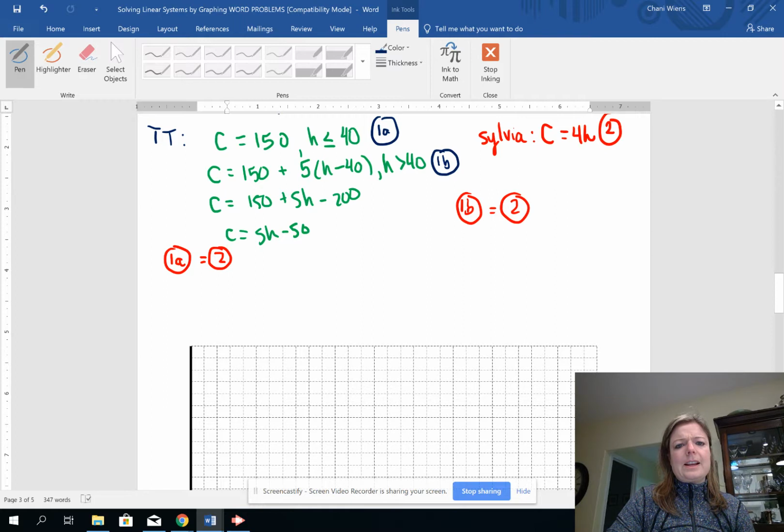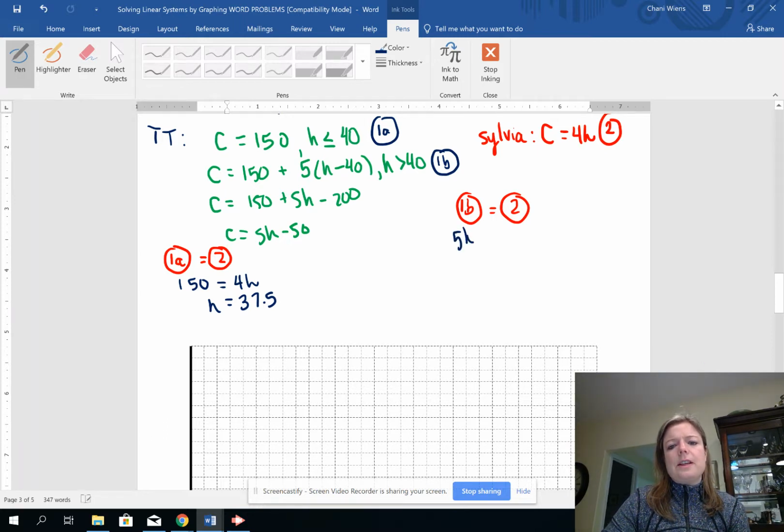So 1A is $150. And we want to know when that equals 4H. So 4H equals 150. You get H is equal to 37.5. So at 37.5 hours, they'll both be $150. Now I can set this 1B, so this 5H minus 50, equal to 4H. So I can add 50 to both sides and take this 4H over. You end up with H equals 50. So at H equals 50, they cross over again.